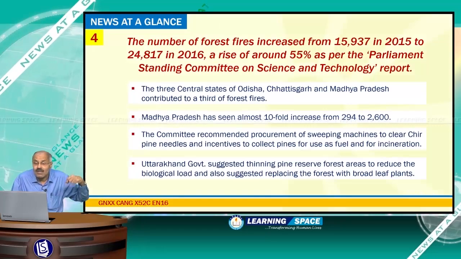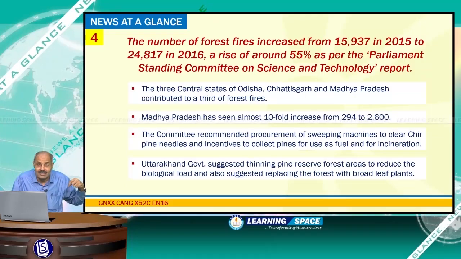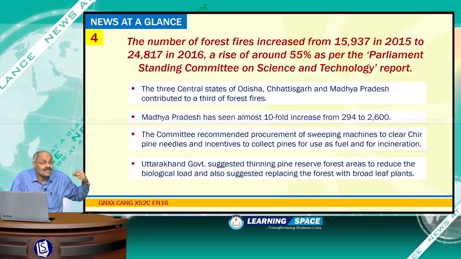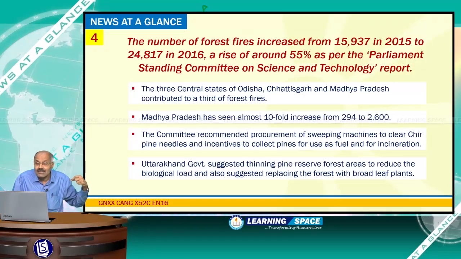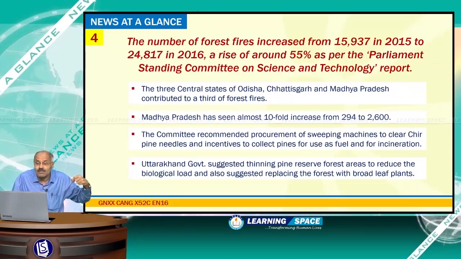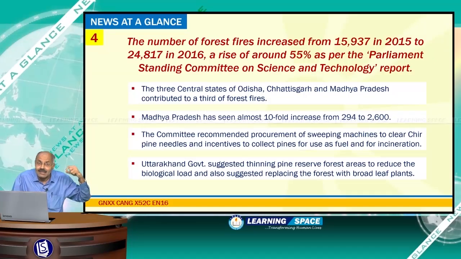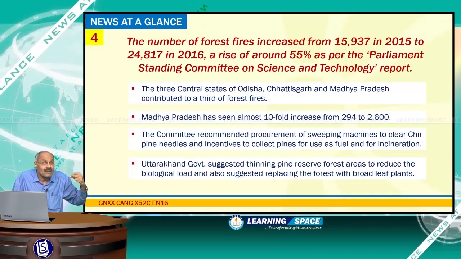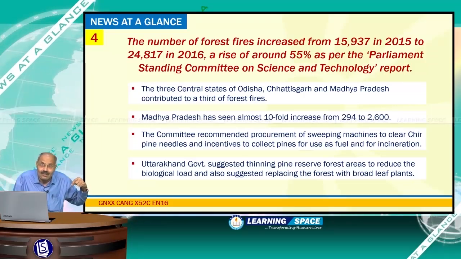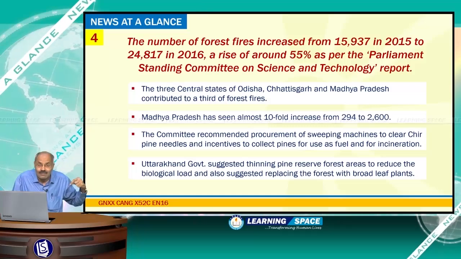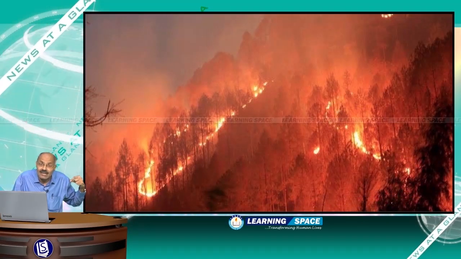Look into the next one. The number of forest fires increased by 55%. This report is given by the Parliament Standing Committee on Science and Technology. And three states, Odisha, Chhattisgarh and Madhya Pradesh, contributed to a third of the forest fires. Then the committee recommended procurement of sweeping machines to clear chir pine needles. And chir pine needles assumed significance because of the increase in forest fires in Uttarakhand.